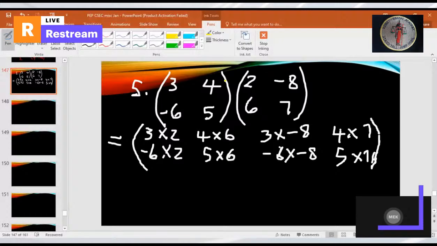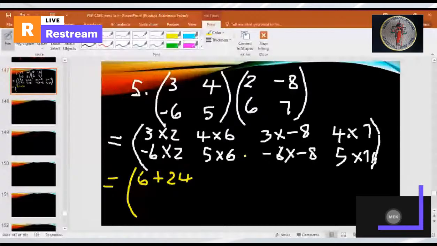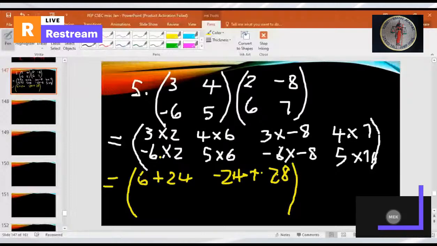So 3 times 2 is 6, and 4 times 6 is positive 24. 3 times negative 8 is negative 24, and 4 times 7 is positive 28. So now to the bottom set, we have negative 6 times 2. That's negative 12. 5 times 6 is a positive 30. Negative 6 times negative 8 is positive 48. And 5 times 7, that's a positive 35.